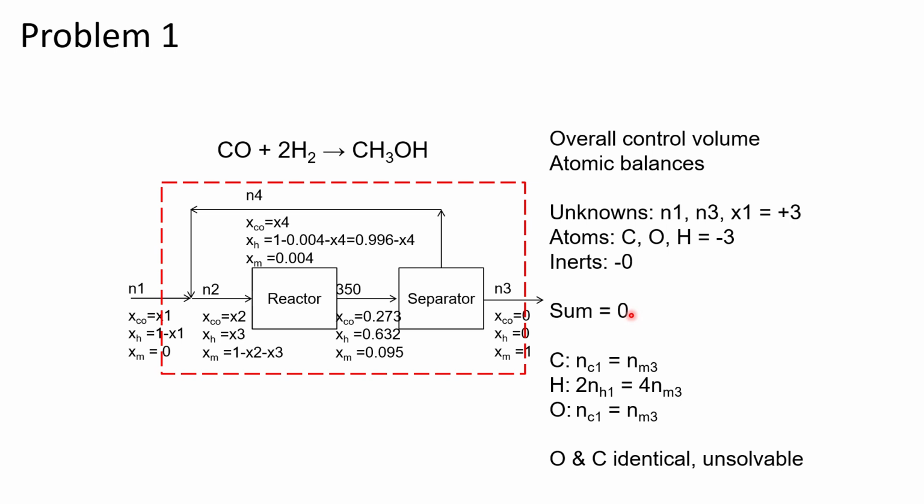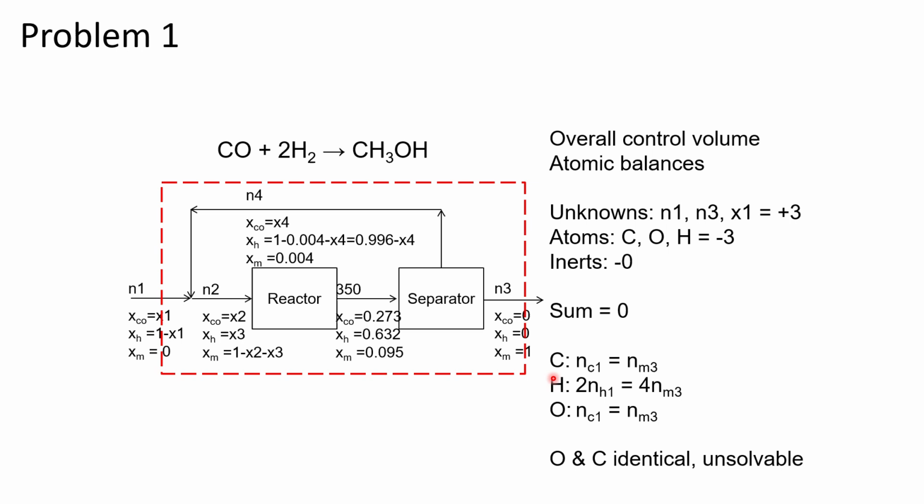Turns out we can't. The reason we can't is that carbon and oxygen appear in a 1-to-1 ratio in the reactant CO. They appear in a 1-to-1 ratio in the product methanol. Because of that, not all of the equations are independent. Let's actually verify that, and I'll show you what we really mean by that.